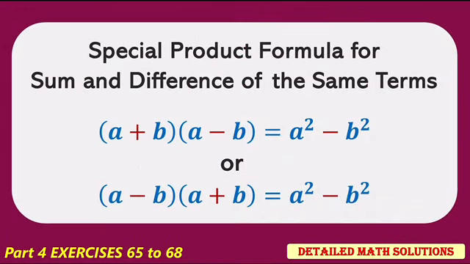To solve these exercises, I'm going to use the special product formula for sum and difference of the same terms, a plus b in parentheses multiplied by a minus b in parentheses equals a squared minus b squared. This formula can also be written as a minus b in parentheses multiplied by a plus b in parentheses equals a squared minus b squared. I'm going to use the formula written in both ways to solve the following exercises.